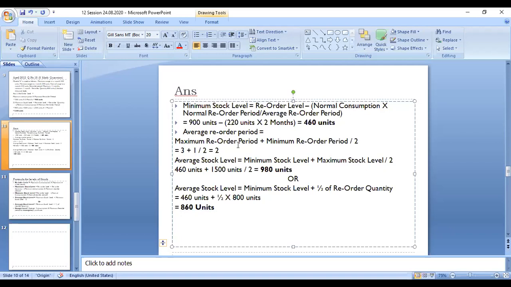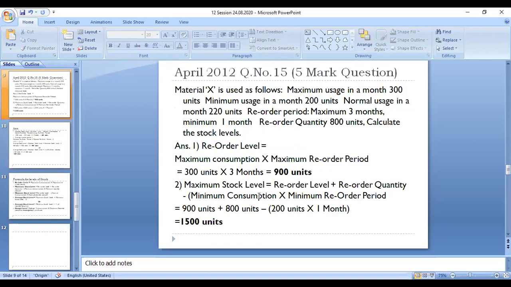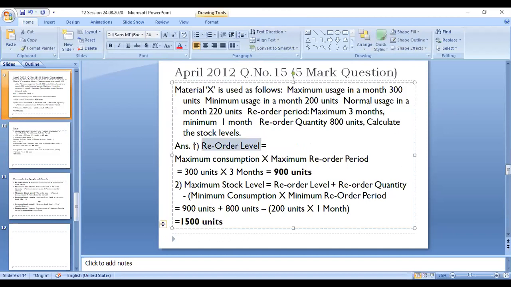Okay. So then danger level, we cannot calculate the danger level. For danger level, the emergency purchase period should be given. It is not given, and the average stock also not given. So we cannot perform calculation of the danger level. Now you can only calculate the reorder level. The answer is 900 units.